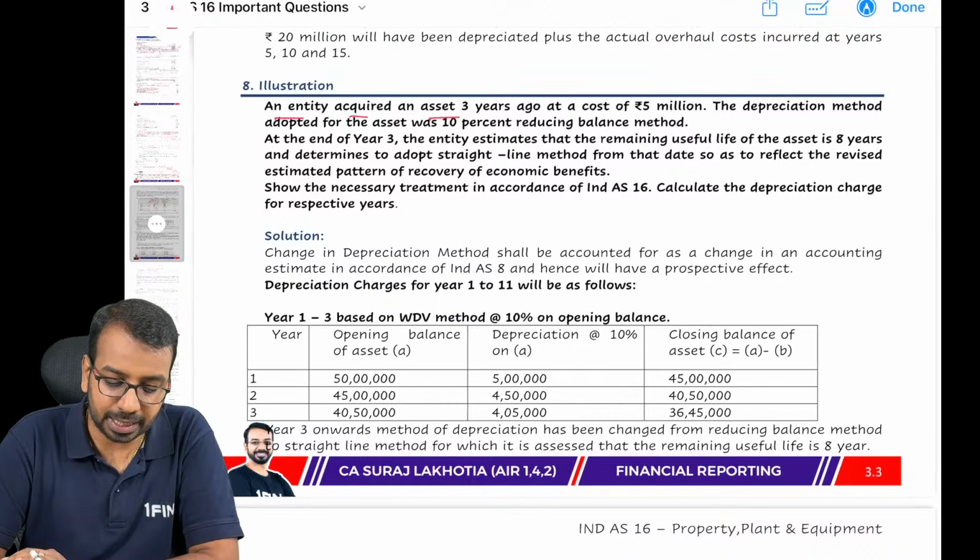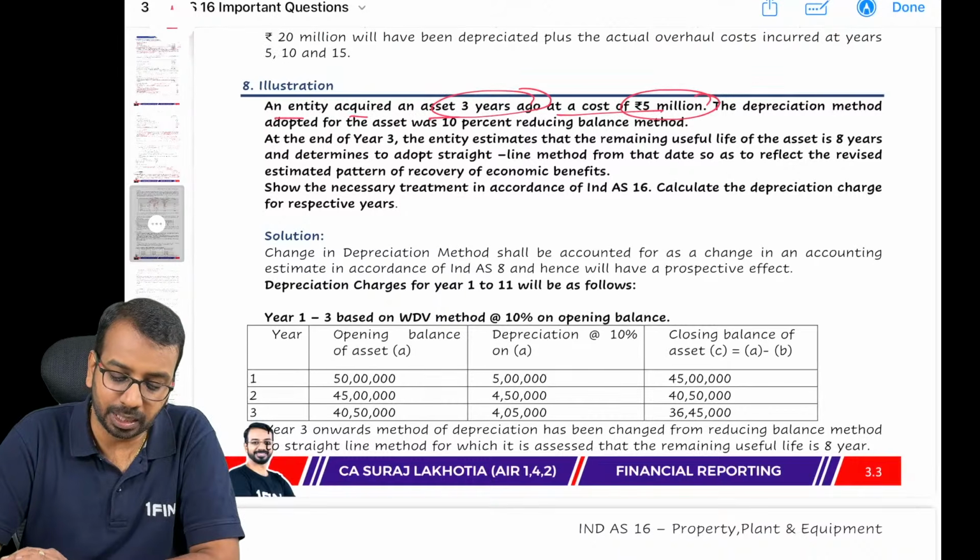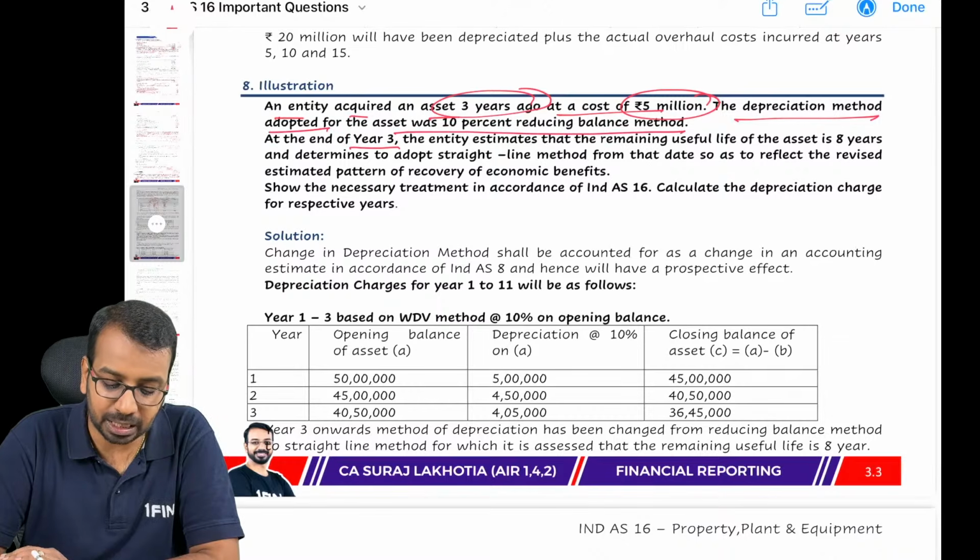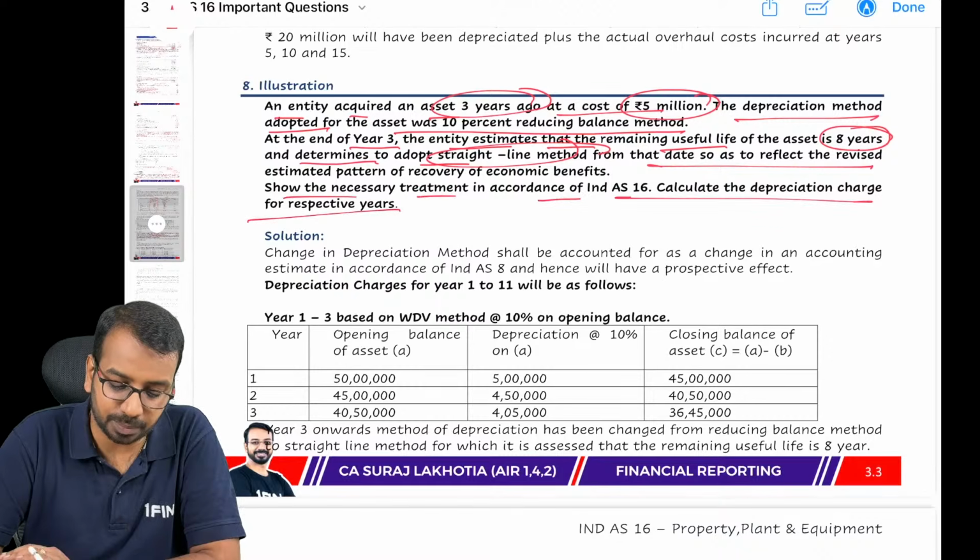An entity acquired an asset 3 years ago at a cost of 5 million. The depreciation method adopted was the reducing balance method. At the end of year 3, the entity estimates that the remaining life is 8 years and determines to adopt the straight line method from that date. Show the necessary treatment and calculate the depreciation charge.